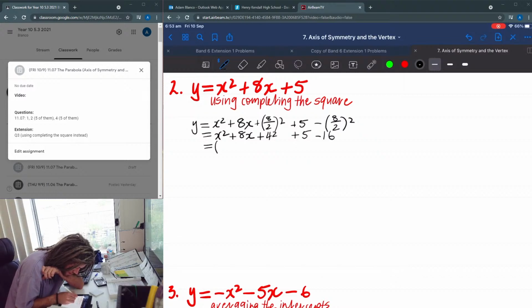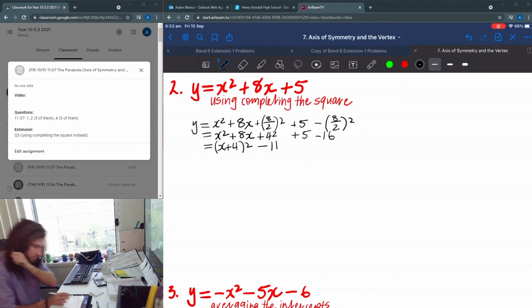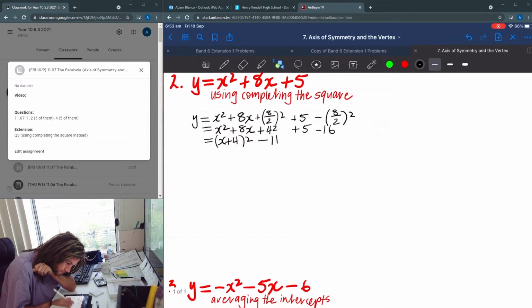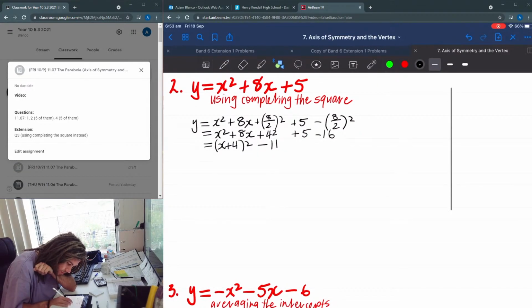Okay, so this factorizes nicely to x plus 4 squared. And then this is minus 11. Okay, so what that means is I'm going to draw x squared.